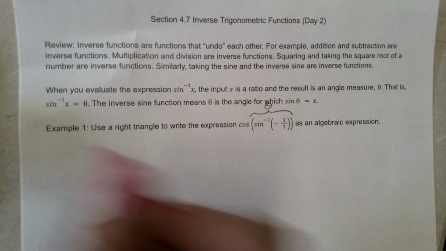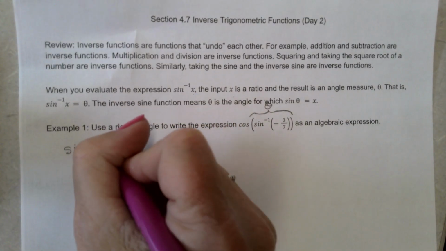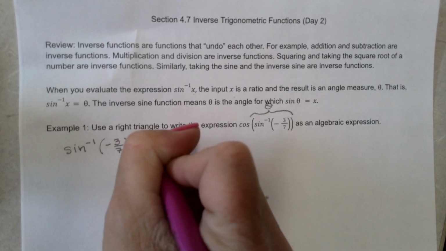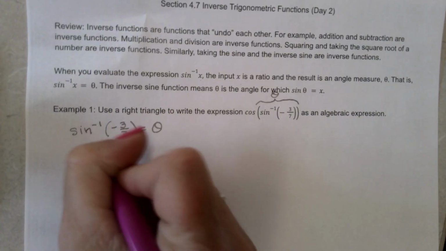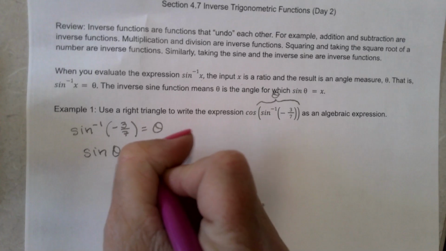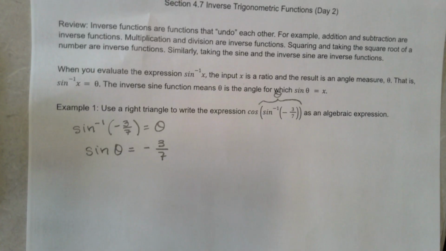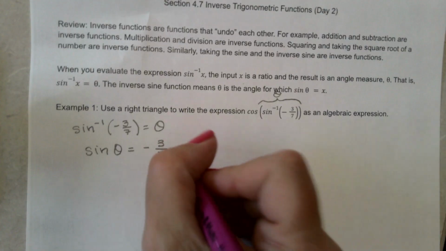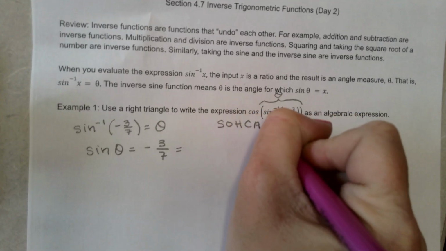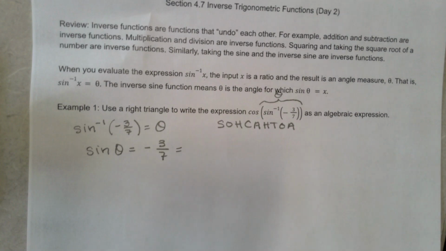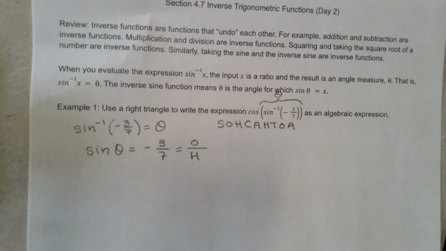So then what I have is that the inverse sine of negative 3 over 7 is equal to theta. So I can rewrite that, and I can say that the sine of theta is equal to negative 3 over 7. So you can actually drop this back kind of to SOHCAHTOA. Right, our sine is our opposite over our hypotenuse.